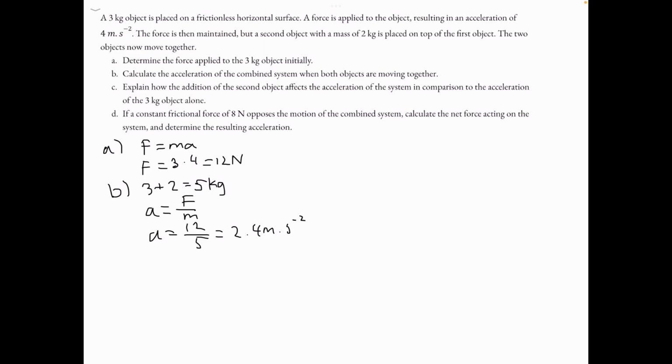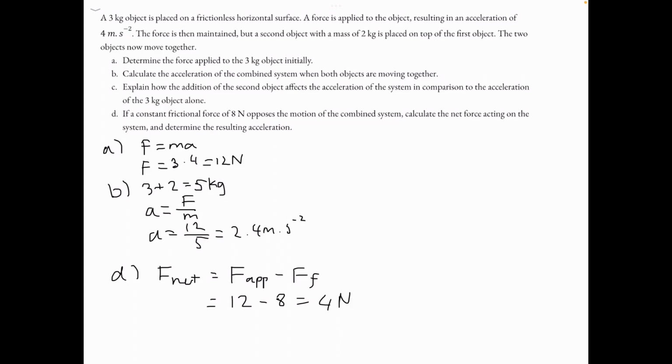Now, for D, if a constant frictional force of 8 newtons opposes the motion of the combined system, calculate the net force acting on the system and determine the resulting acceleration. So net force is equal to the applied force minus the frictional force, which would be equal to 12 minus 8, which is equal to 4 newtons.